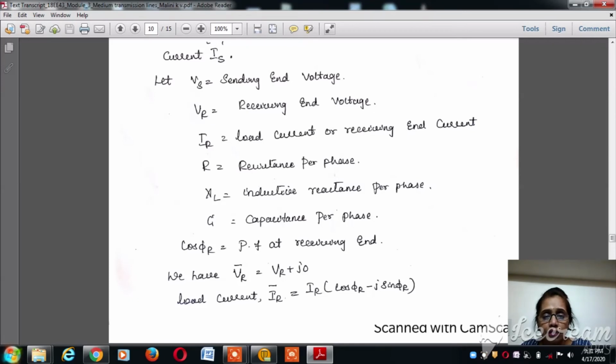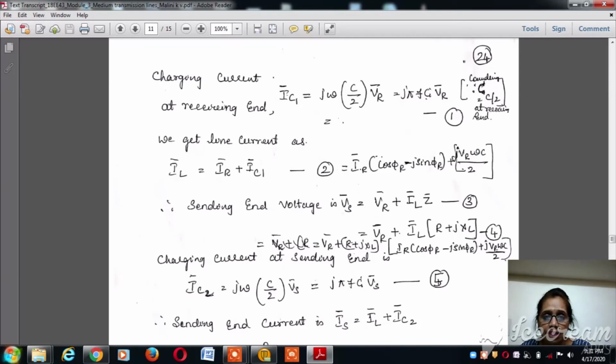Now as we know that VR is the reference phasor, VR plus j0 is the VR vector, so IR is nothing but IR into cos phi R minus j sin phi R. So according to this, IC1 is nothing but equal to j omega into C divided by 2, because C by 2 is there on either side, so j omega into C divided by 2 into VR. Again omega is nothing but equal to 2 pi f, so j into 2 pi f, the 2 and 2 get cancelled, so we can straight away write it as j pi f into C into VR.